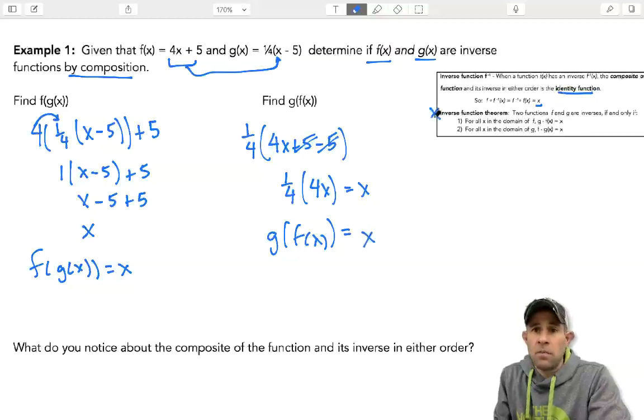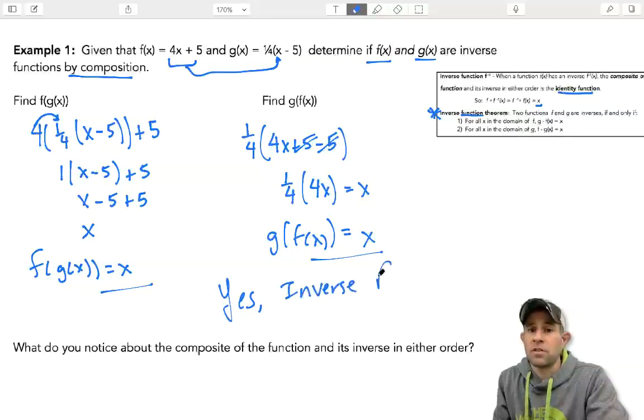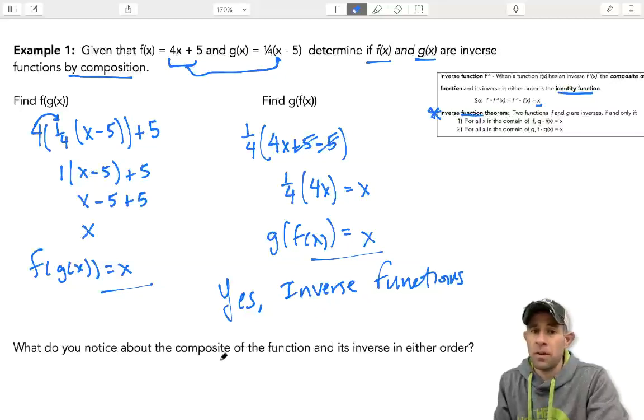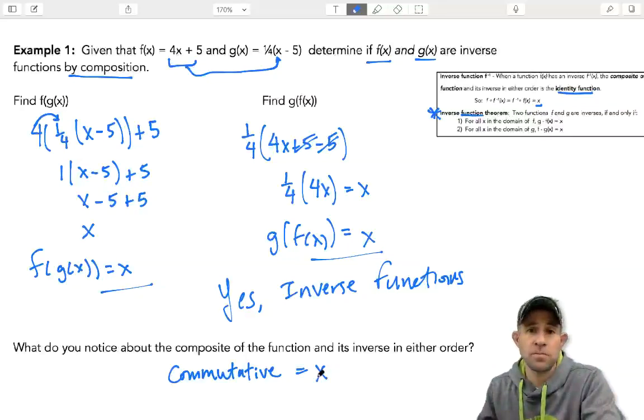Now, keep in mind our inverse function theorem says if f of g of x equals x and g of f of x equals x, then we say yes, these guys are inverse functions. The last little part asks, what do you notice about the composite of the function and its inverse in either order? They are commutative. So you can compose these in either order, and you will find that either way they're going to end up equaling x when they're inverse functions.